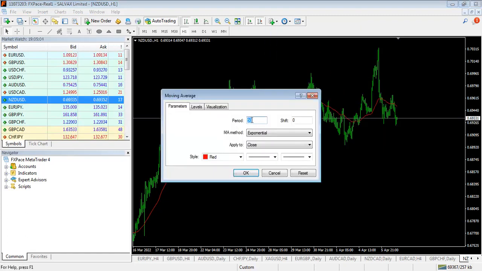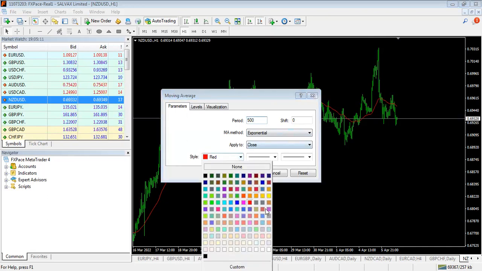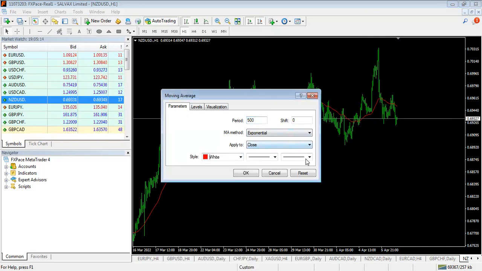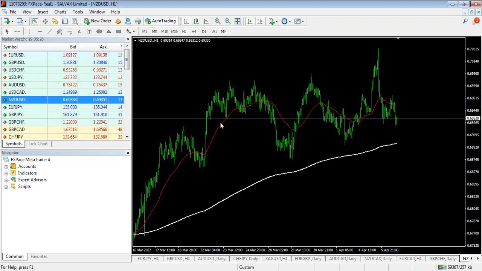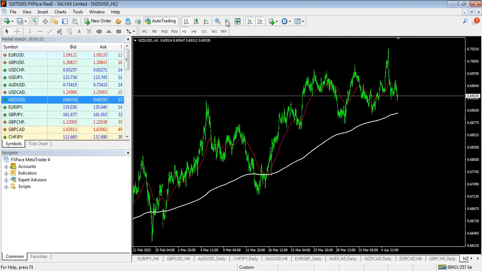So for the moving average, you select the period and go on. Let me make this 500, and let me make it a white color. Now let me increase the thickness. If you want a dotted line, you can do that. So I click on OK. You see how far it is. In this case, this red one is our fast moving average, and the white one is our slow moving average. You see it.